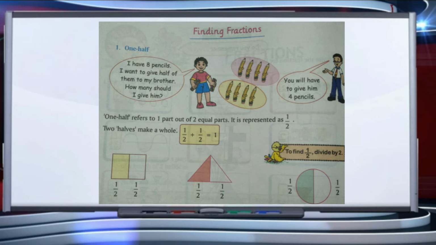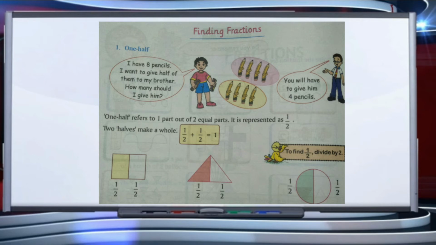Here we are having, in one example, 1 by 2 and 1 by 2. This is a rectangle and we have cut it from the center. So this will become 1 by 2 and this also will become 1 by 2. Next we are having a triangle and we cut it from the center and we have shaded this one region and this one region is unshaded. That means the fraction is 1 by 2 where we have taken one part out of 2 equal parts.